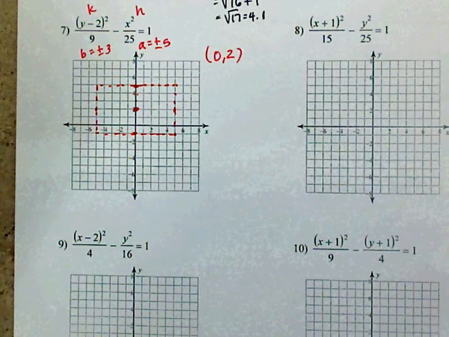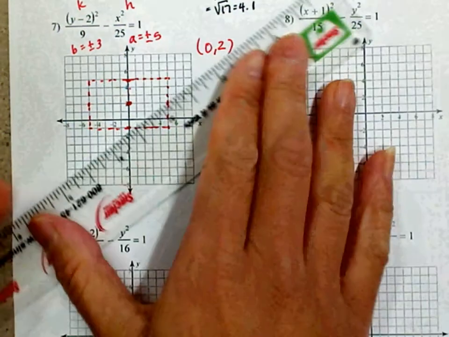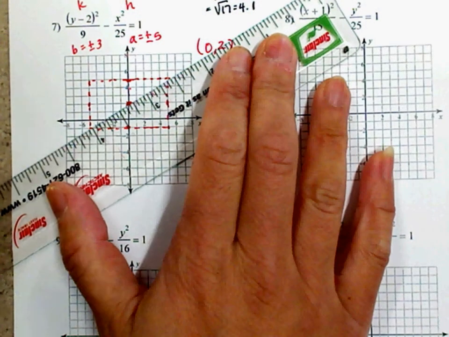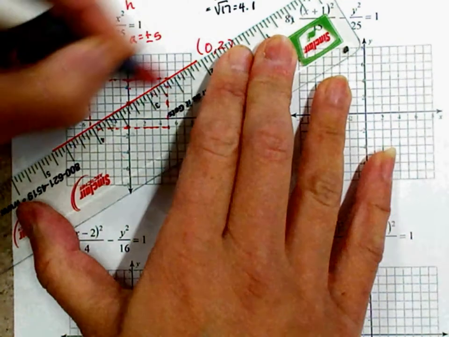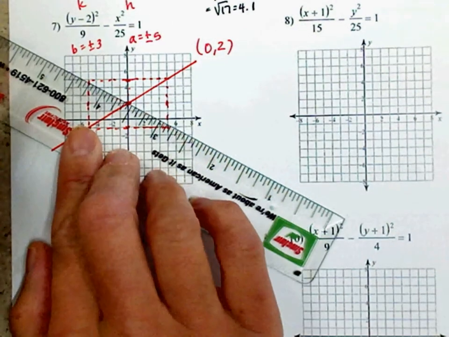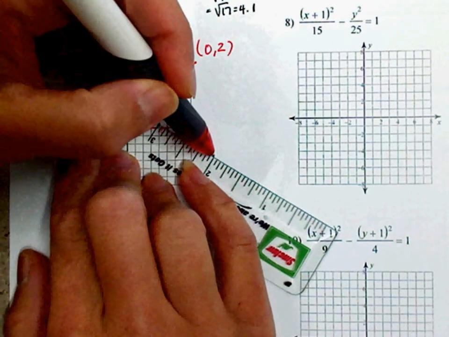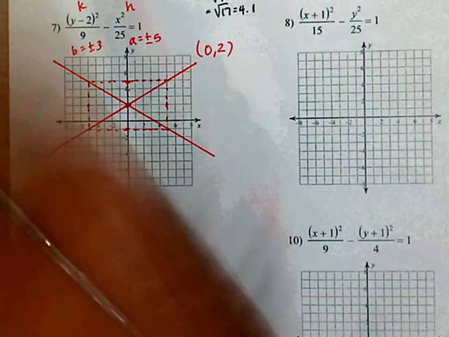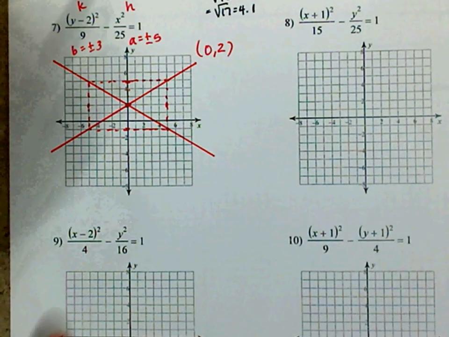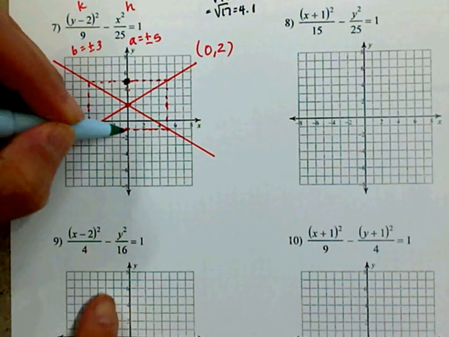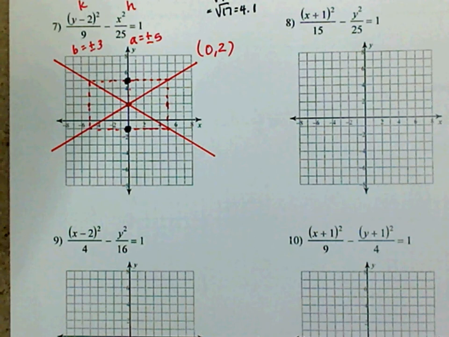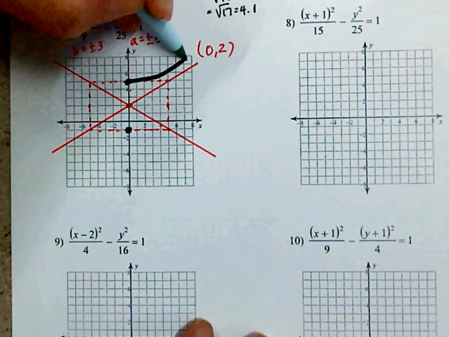Connect your asymptote corner to corner. Don't be stingy. Make it go through the graph. Okay? It's going to help you graph. That's all it does. Alrighty? Your y comes first, so here's going to be your intercepts. Sketch it as close to the line as possible.